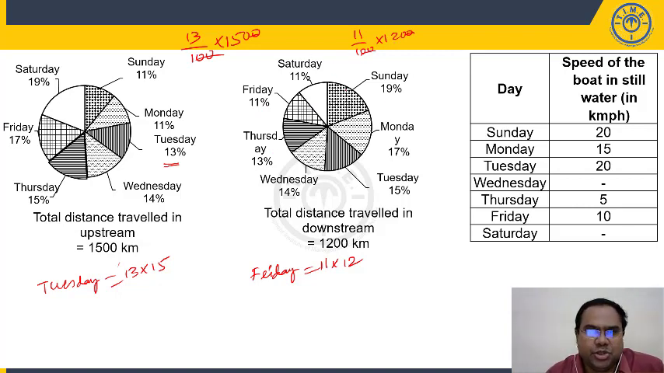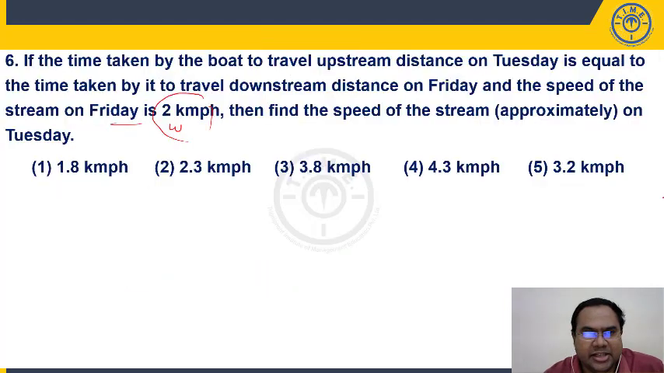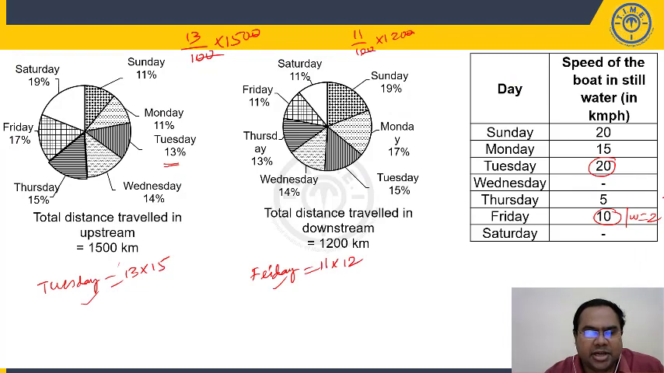So you should be good at these multiplication tables when these kinds of values are given. Anyways, two zeros will get cancelled. This is the downstream distance traveled on Friday. This is the upstream distance traveled on Tuesday. And if you observe here, speed of the boat on Tuesday is 20 and speed of the boat on Friday is 10. And we also know that speed of the stream is 2 kilometers per hour. That is what is given on Friday. So distance traveled on Tuesday, what is given? Time taken to travel the upstream distance.